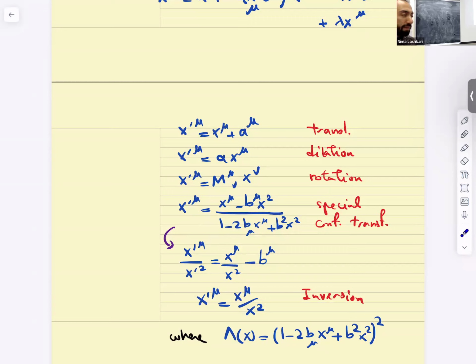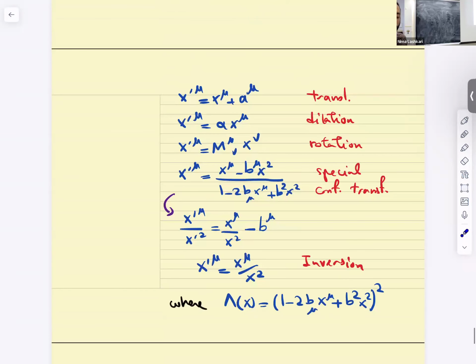This is inversion. Solving all of this together, you learn that lambda of x is parameterized by a vector called b mu. This way. This is lambda of x. Good? Okay. So this is the end of this lecture.